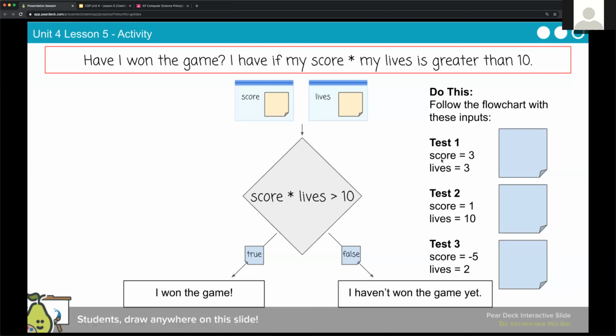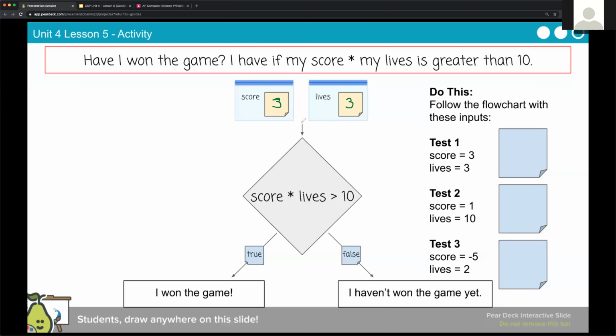So test number 1 says score is 3. I'm going to go ahead and write, oops, I don't want a line. I want an actual pen. There we go. So I'm going to write the value of 3 inside of this variable score. And then lives is also going to be 3. So I'll go ahead and write that there.